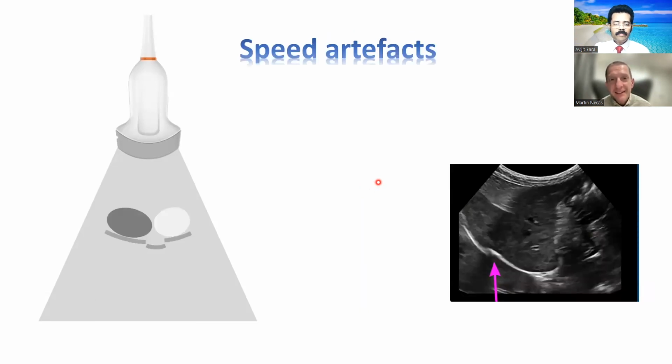Another thing is a speed artifact. So speed artifacts are actually quite hard, and I love collecting artifacts. I don't have many examples of propagation speed artifact. As we know, propagation speed is about 1,540 meters per second, but that's the average.